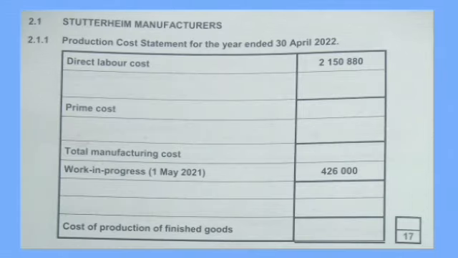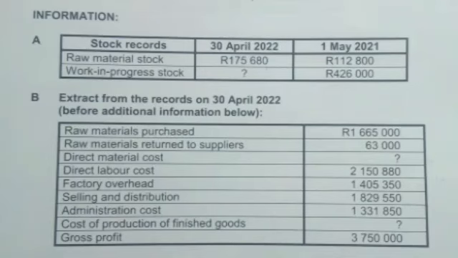In our answer book, we can see that direct labor has already been entered in our production cost statement, and what we need is to calculate direct materials. And for us to calculate direct materials, we are going to look at information A and information B. Information A shows us the stock records for 30 April 2022, which is our year end, and 1 May 2021, which is our year beginning.